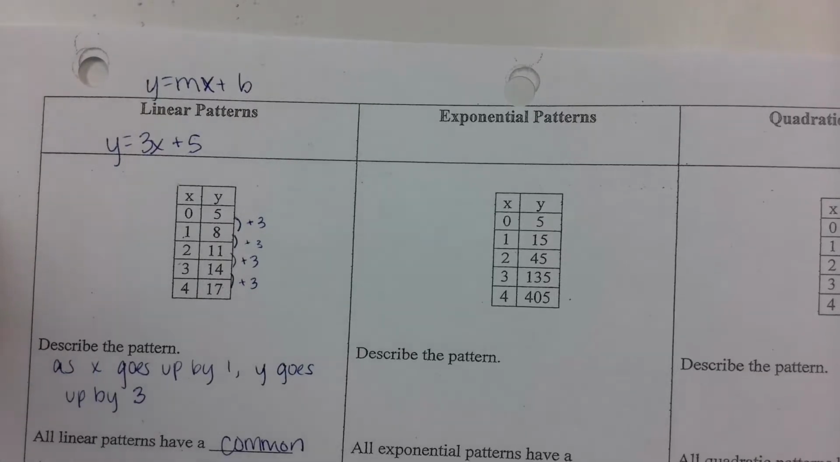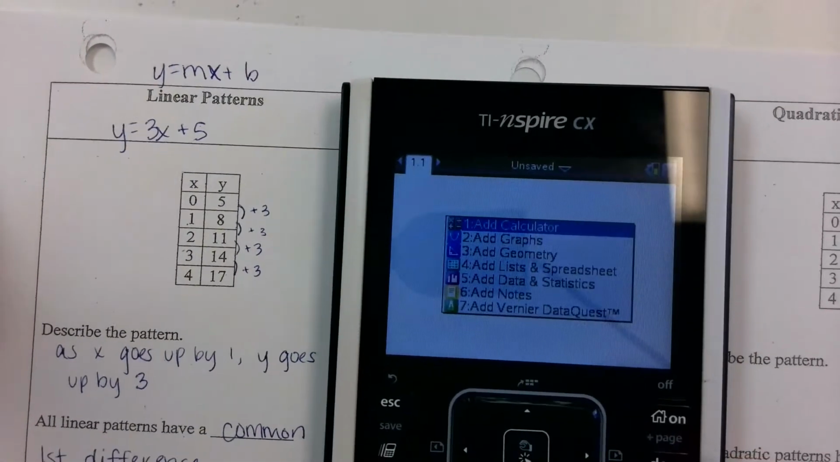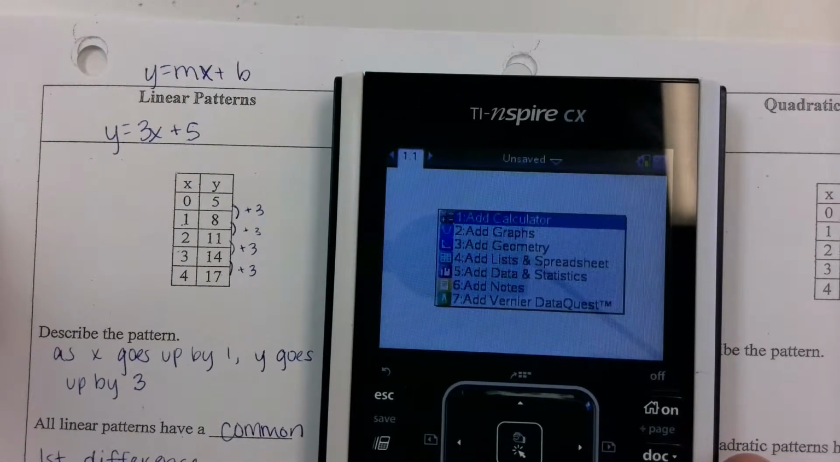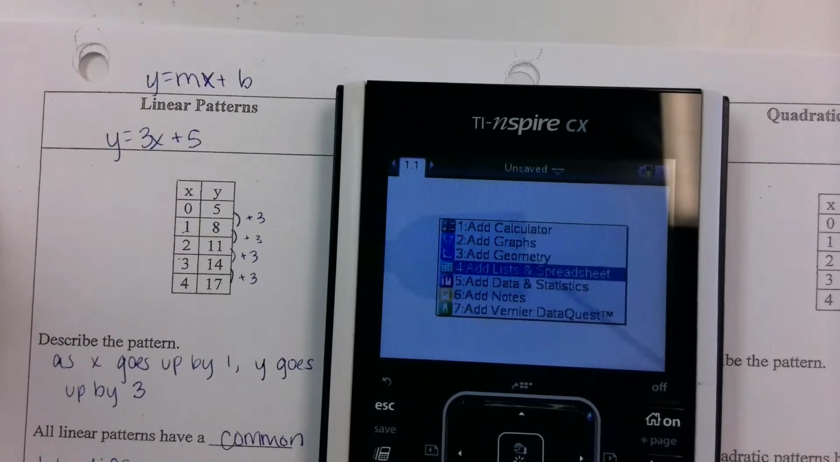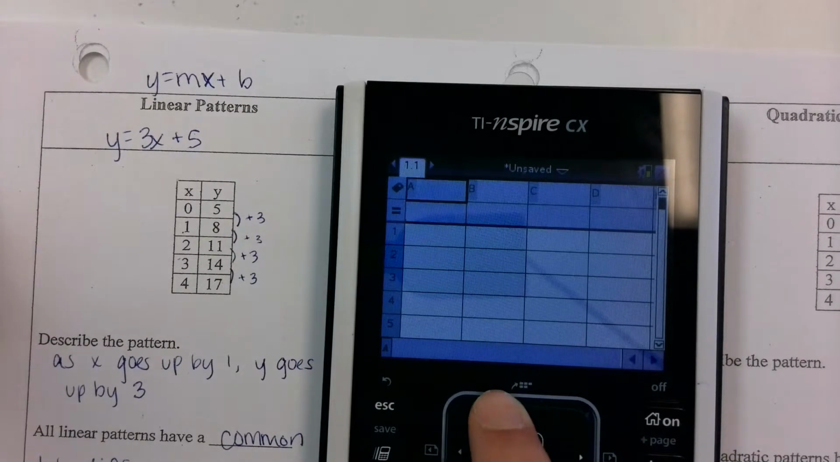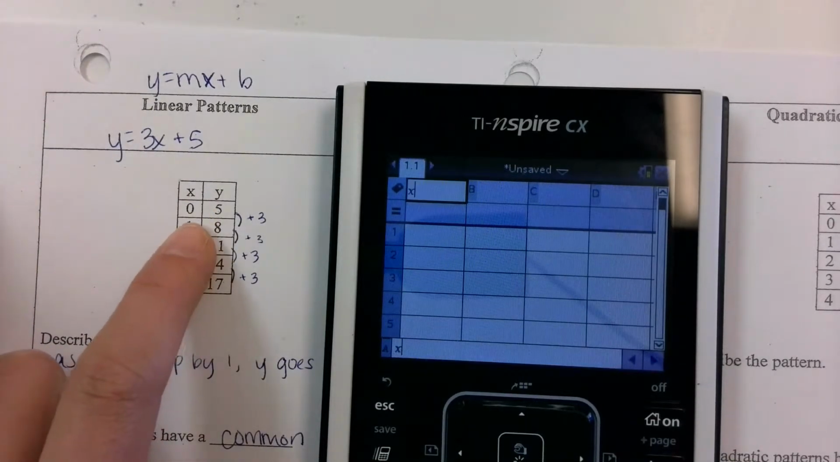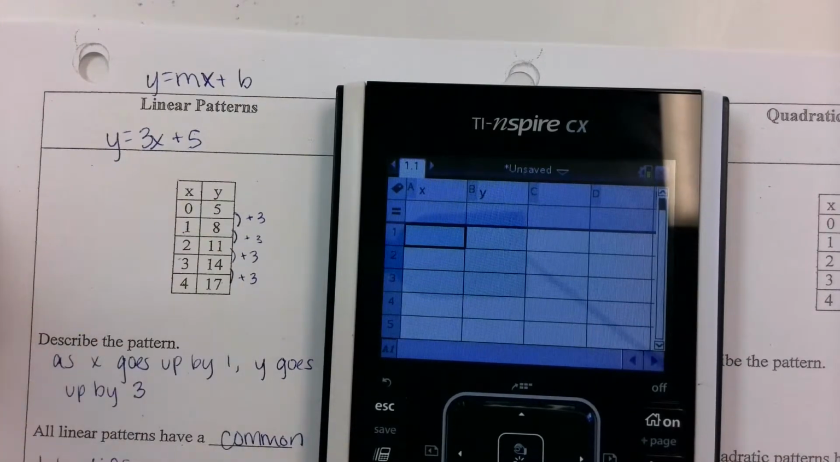Let's do that. Let's double check our function, make sure it's correct. I'm going to clear everything out. Then where do we go? Where? Listen, spreadsheet. So we're going to go to lists and spreadsheets, and then we're typing in that table, right? What do you label the first column? And what do you label your second column? Y. Enter all your data.